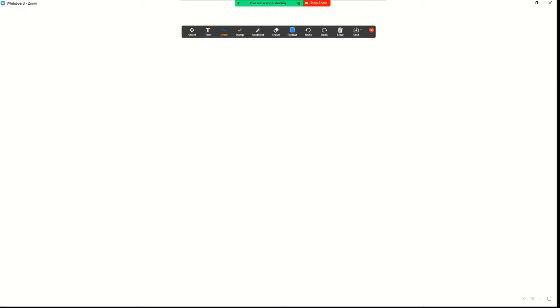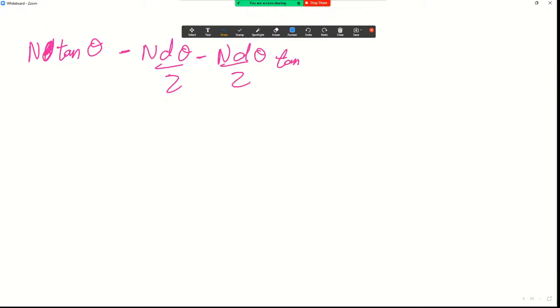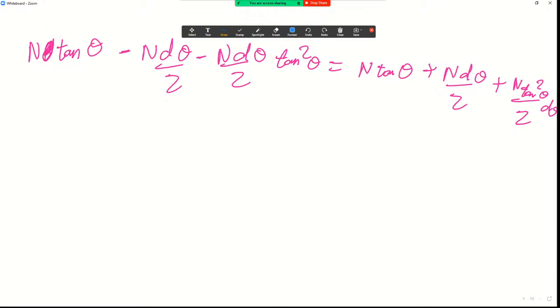So we have n tan theta minus n d theta by 2 minus n d theta by 2 tan square theta equals n tan theta plus n d theta by 2 plus n tan square theta by 2 d theta minus tan theta minus d theta by 2 minus tan square theta by 2 d theta.